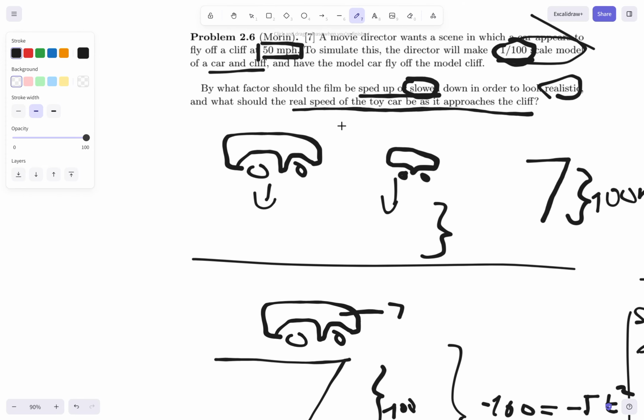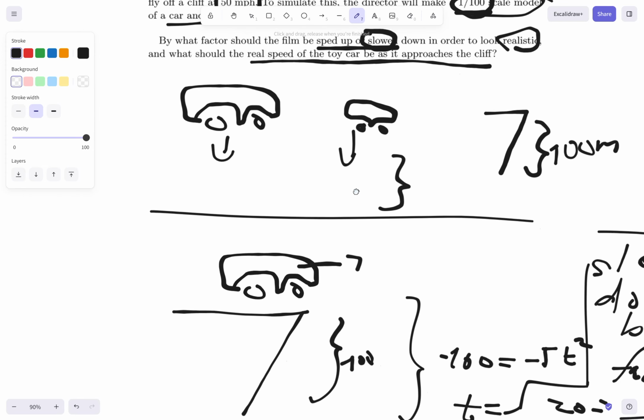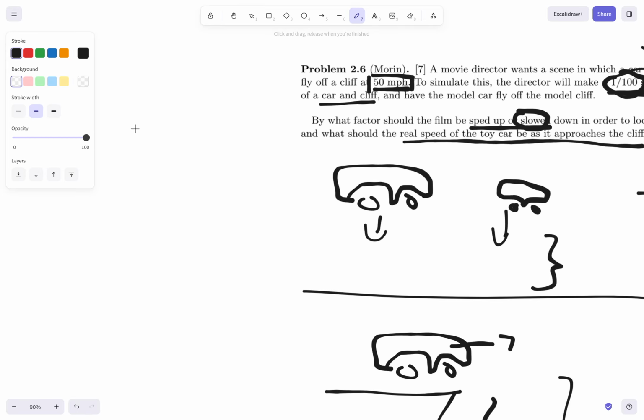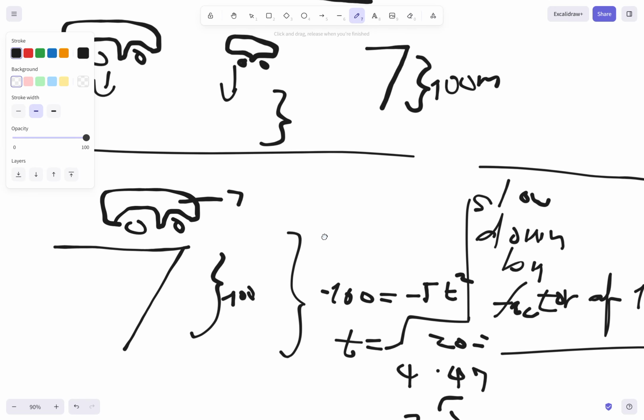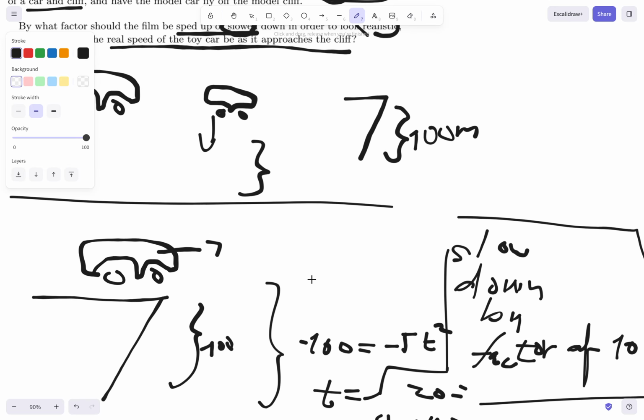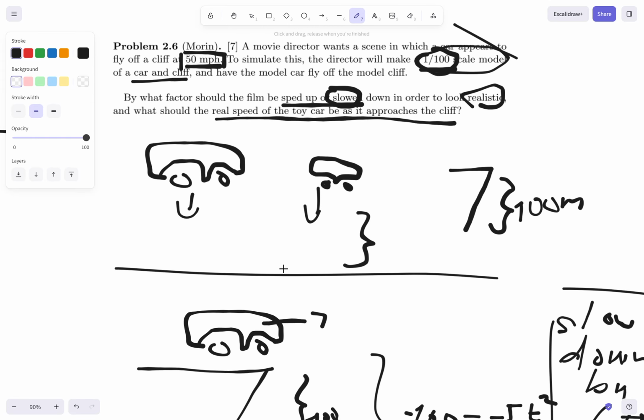And what's the real speed of the toy car? Because we're slowing everything by a factor of 10, it's just going to be 5 mph, because we divide 50 by 10. So that's the question. It's actually pretty easy. You just need to understand it.